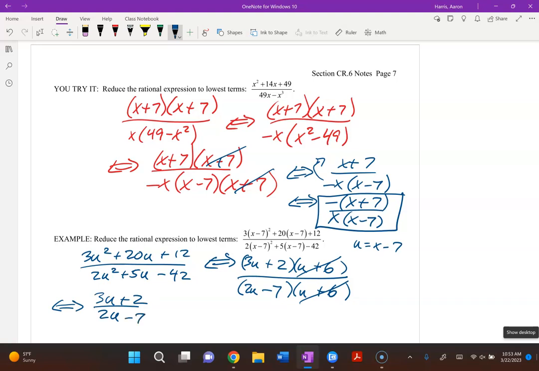But remember, what was our u? Yeah, our u is x minus 7. So I've got 3 parentheses, 2 parentheses u. And we're going to plug that x minus 7 in.